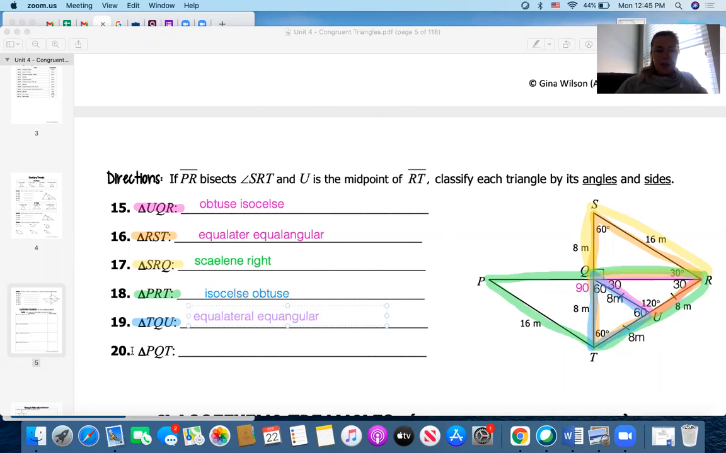And then lastly, we have PQT. So we know that that one is 90 degrees because we figured that out based on vertical angle. So we have a right scalene because we don't know anything about the sides, a right scalene. So go ahead and take a screenshot of this to add to your notes.